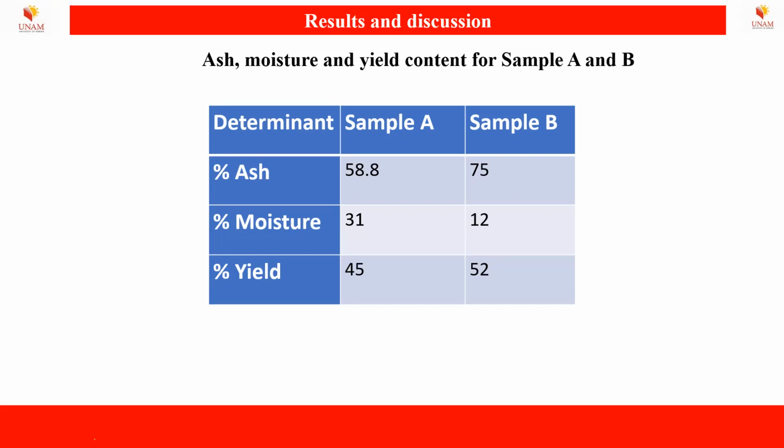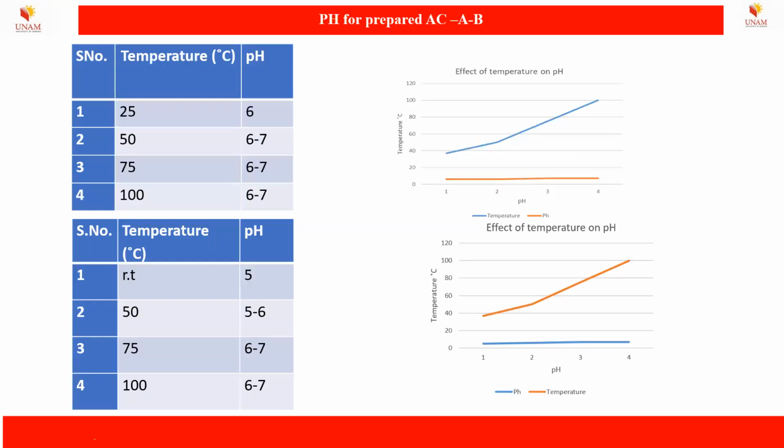Here the moisture content decreased a lot for sample B. We can see it by the value 12. That means it is carbonized here. Some moisture might remain in sample A.